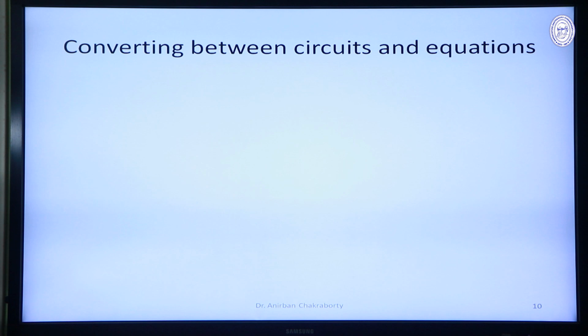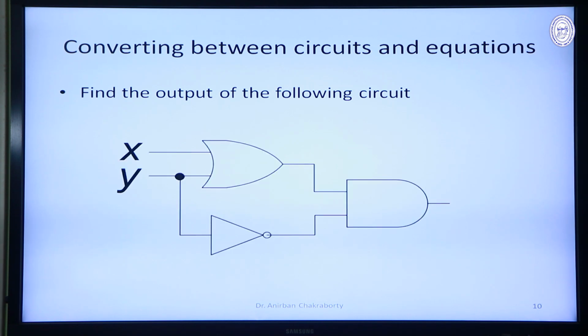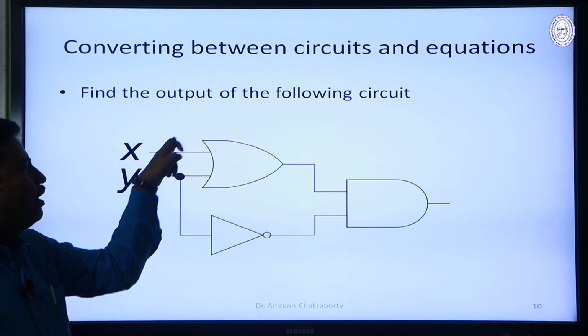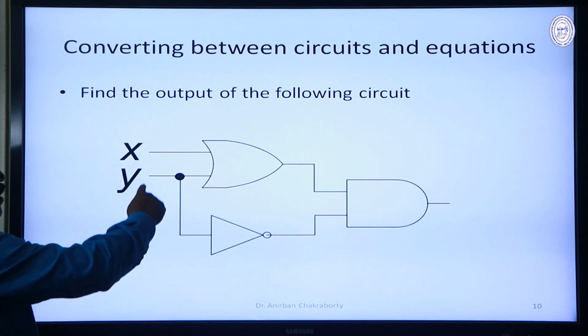So now, based on the previous concept, I will draw some circuits when some equations are given. Suppose you are asked to find the output of the following circuit. Suppose in your question paper there is one circuit, and you have to determine the value of the output. First, here I have observed that there is an OR gate. Its input is X and Y.